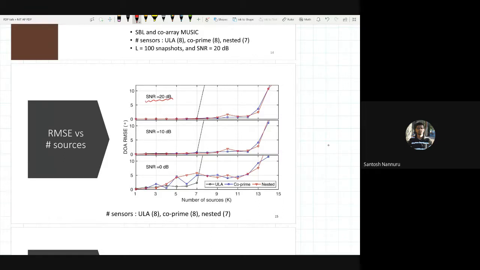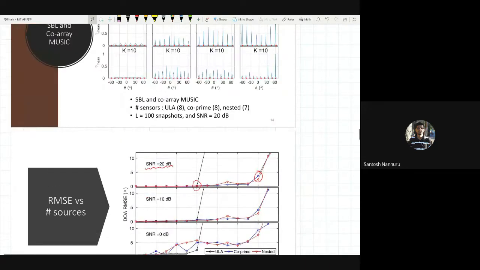So as the number of sources hits 7, right here, black is the ULA. The ULA has low error up till 7 sources, but then for 8, it suddenly shoots up because it cannot find 8 or more sources. Whereas co-prime and nested continue to work well up to 11, 12, almost 13 sources. The error is a bit higher, but it's still less than 5 degrees, so it's still able to find them. I forgot the exact source locations here, but.